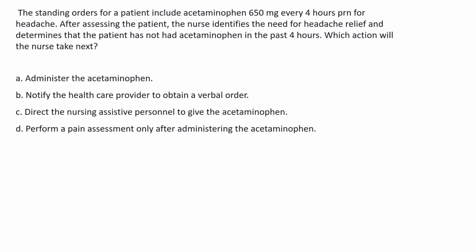The standing orders for a patient include acetaminophen 650 mg every 4 hours PRN for headache. After assessing the patient, the nurse identifies the need for headache relief and determines that the patient has not had acetaminophen in the past 4 hours. Which action will the nurse take next? A. Administer the acetaminophen. B. Notify the health care provider to obtain a verbal order. C. Direct the nursing assistive personnel to give the acetaminophen. D. Perform a pain assessment only after administering the acetaminophen.